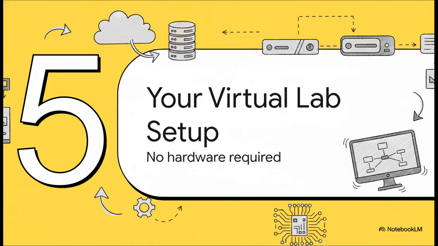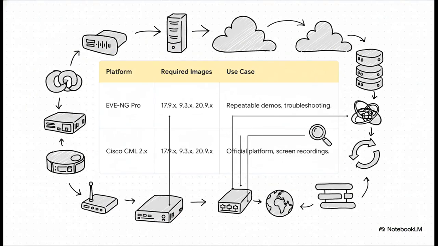Okay, so you're probably thinking, how on earth do I build a lab with all these specific versions without breaking the bank on hardware? Well, the answer is virtualization. Let's take a look at the platforms that make this whole thing possible. Whether you're a fan of EVE-NG Pro or you prefer to stick with Cisco's own CML2, the game plan is the same. The images you need are the exact ones we've been talking about this whole time: IOS XE 17.9.x, NXOS 9.3.x, and that SD-WAN 20.9.x suite.